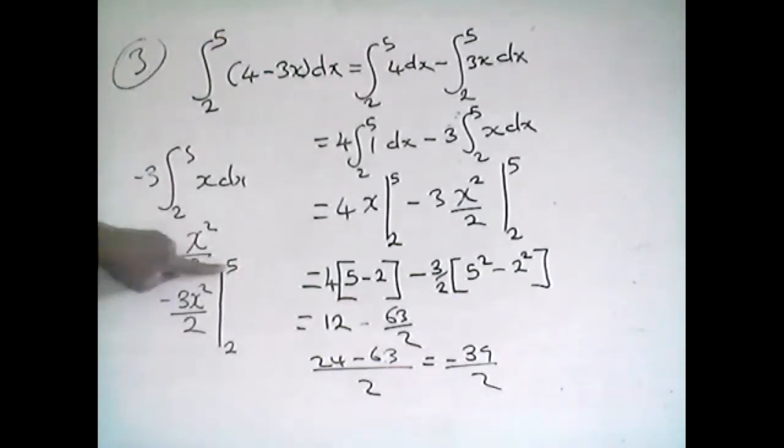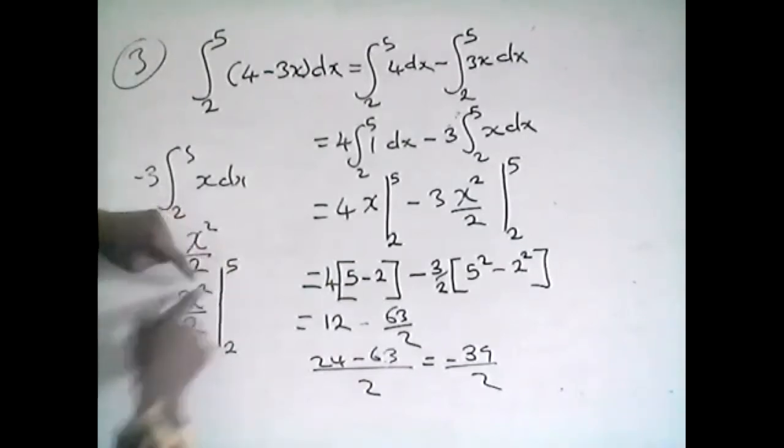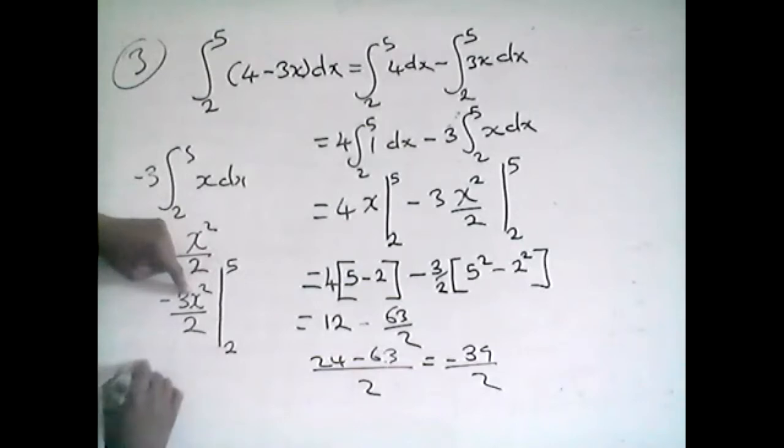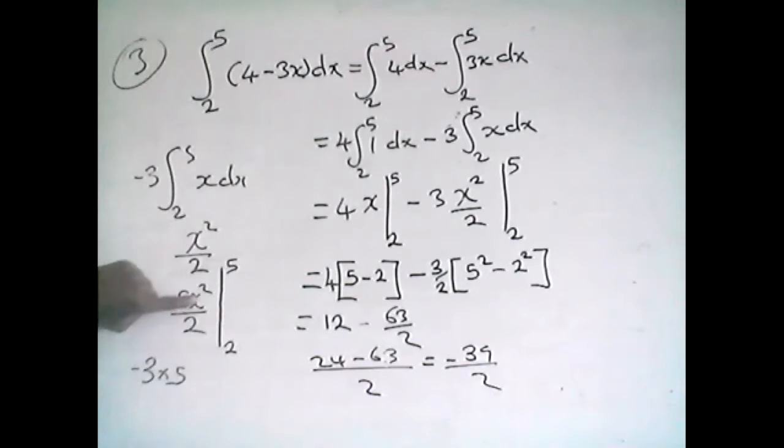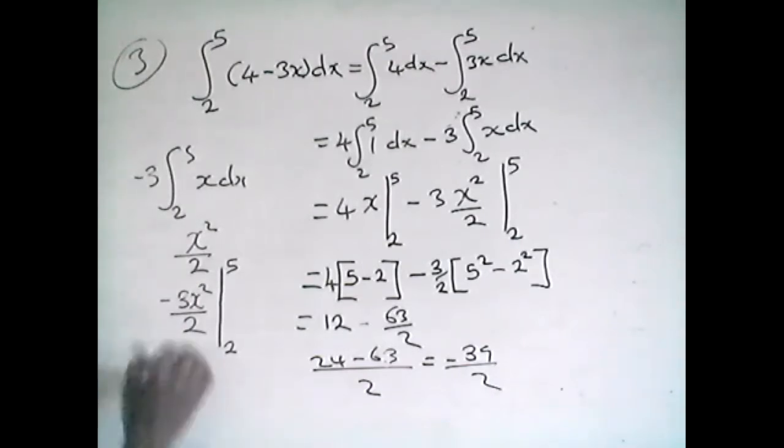So my upper bound here simply means that in this function, where there is x, I have to put a 5. So now you start with the upper bound minus the lower bound. Where there's x here, when you put a 5, you're going to have negative 3 multiplied by 5. x is 5, but this x is raised to the power 2, so it will be 5 to the power 2. So you're done with the upper bound. Now we move to the lower bound.